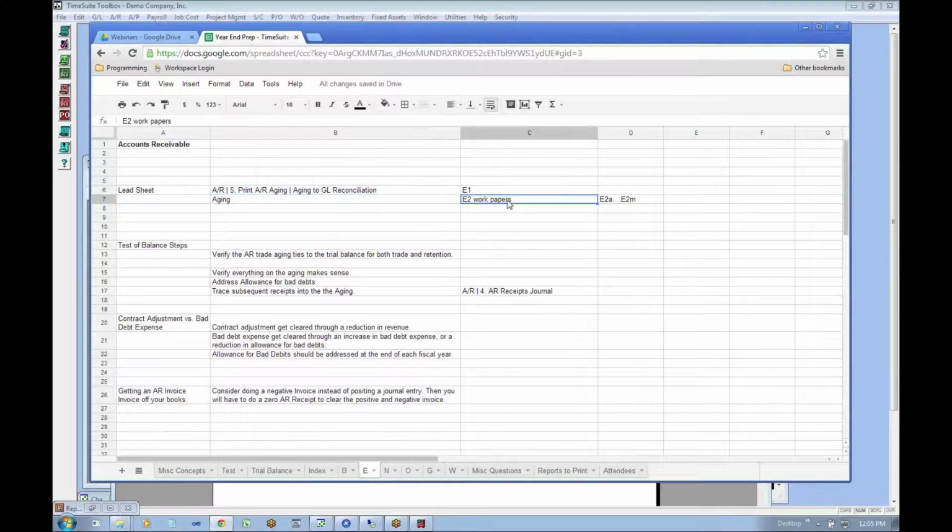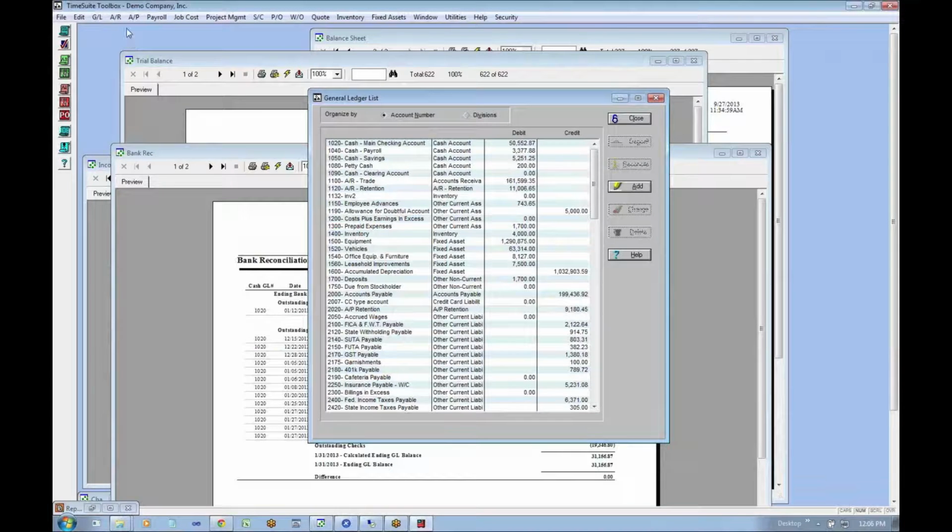Also, you will want to print your aging, and your suggested reference might be E2. For example, the first page might be E2A, E2B. A lot of times I would put the last page first, so E2A would be the last page, E2B would be the first page, and the second to the last page would be maybe E2M. At the last page, the referencing becomes easier to look at. Let's go and do that real quick. We'll print that report in the system.